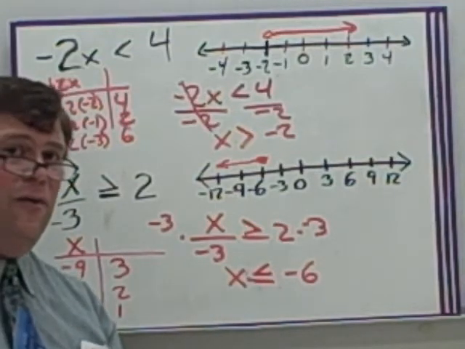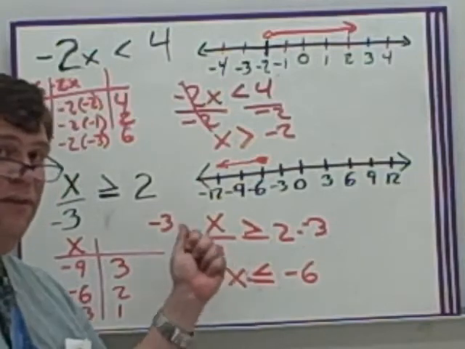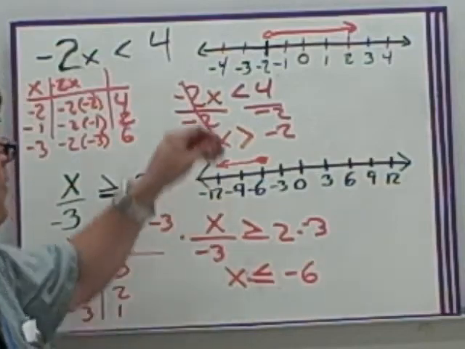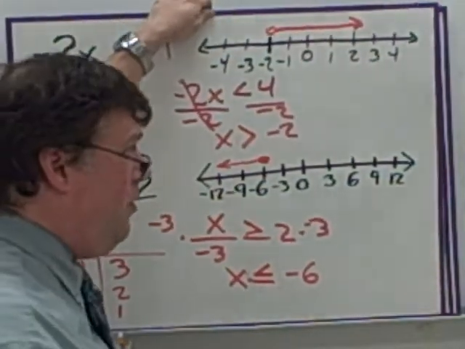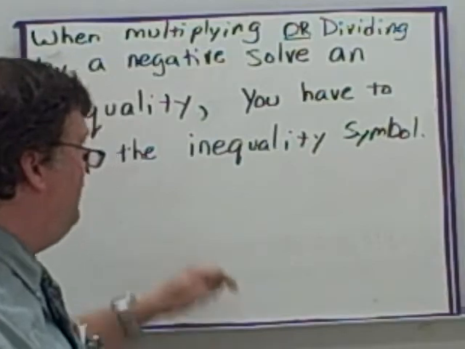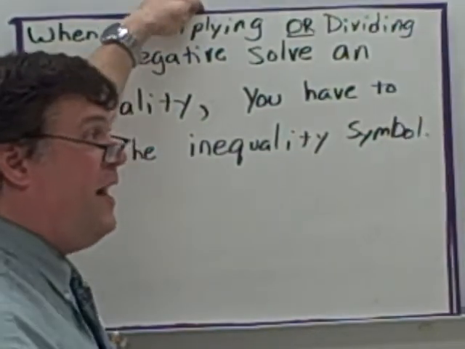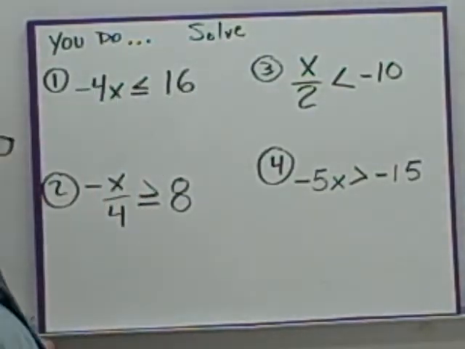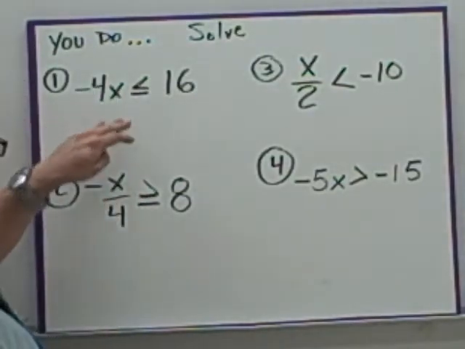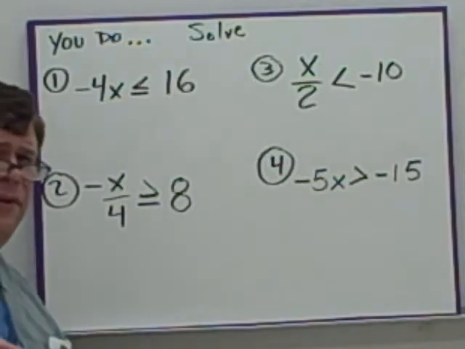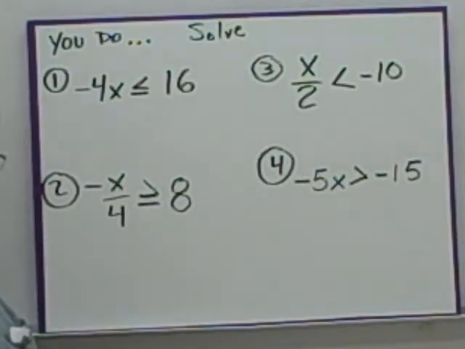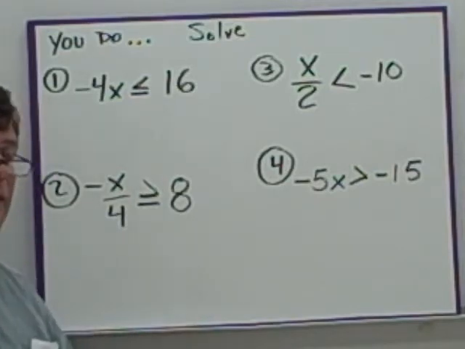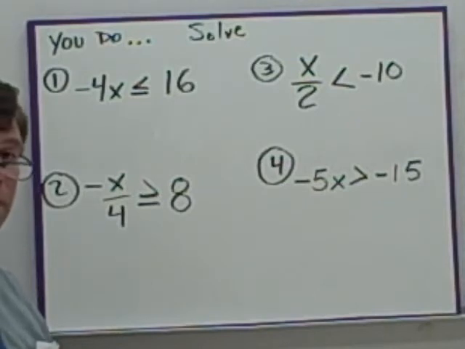Anytime you multiply or divide by a negative in the process of solving an inequality, you have to flip the inequality symbol around. Change it from greater than to less than, or less than to greater than, depending on what you have there. So let's take a look. Take a moment and solve these. You don't have to graph them, just solve them. Pause the video, solve them out, using the rule that anytime you multiply or divide by a negative, you have to flip the inequality, and we'll go back over in a minute.